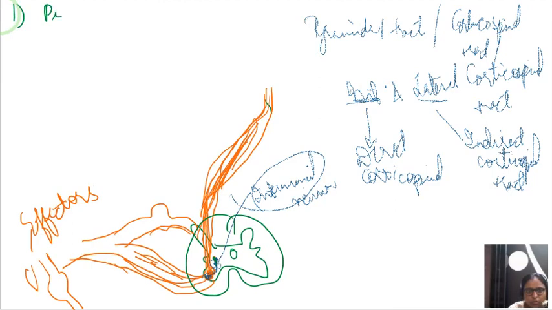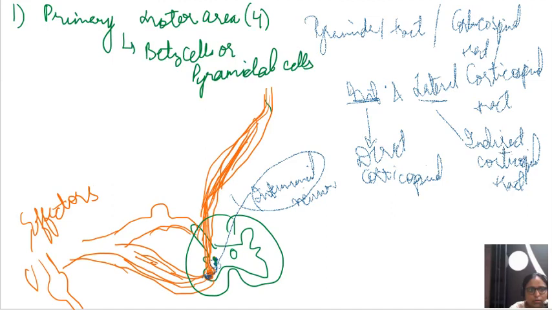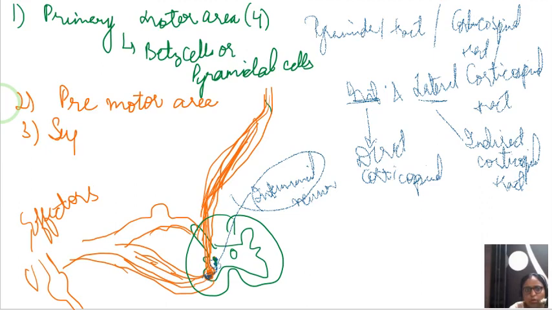First of all, it will originate from the primary motor area. Very good. Your primary motor area includes area number 4, and most typically area number 4 originates from your Betz cells, or your pyramidal cells. Fine. And another one is your premotor area. Another is the supplementary motor area. Very good.